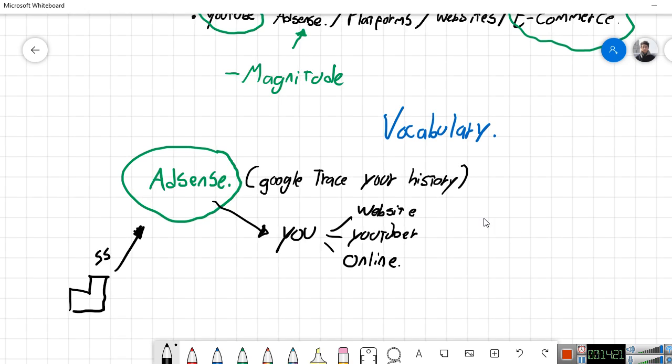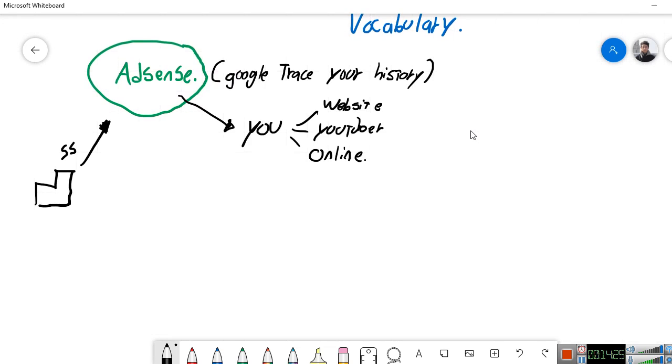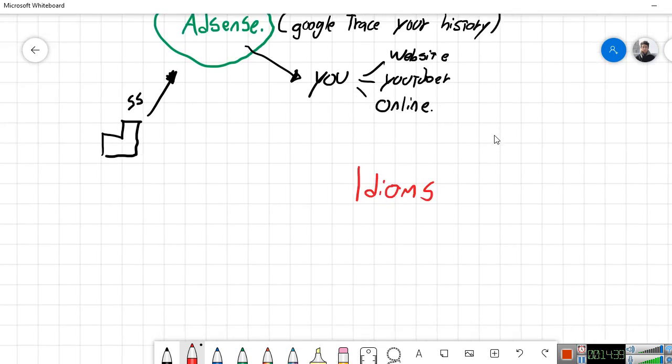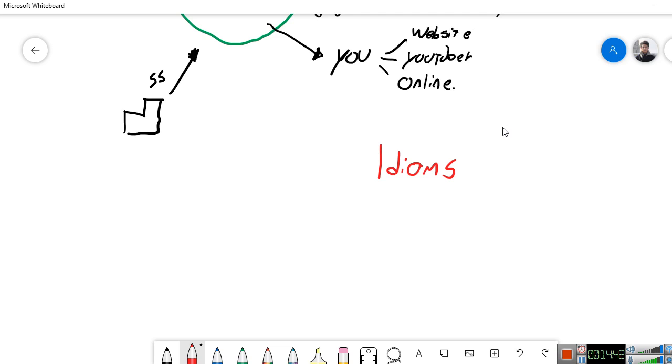That's how AdSense works. All right, now let's continue with some of the idioms we need to know about this topic. So, idioms. As you guys know, idioms are special phrases we use that do not necessarily relate to what we're literally saying. They might be metaphorical, like I'm talking about money, but I don't say money, I say fruits, or I say meat instead of money. So I'm not talking in a literal sense, but I'm referring to the topic that I'm talking about. That's what I mean by idioms.